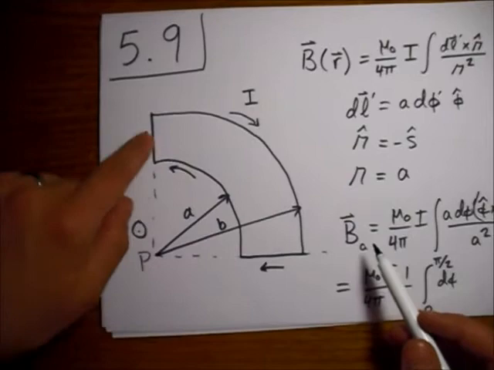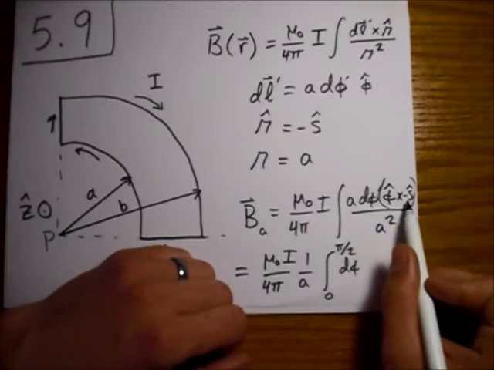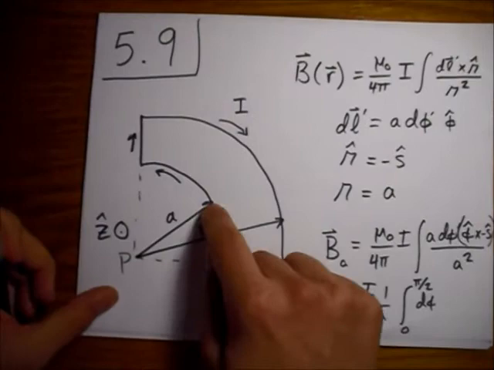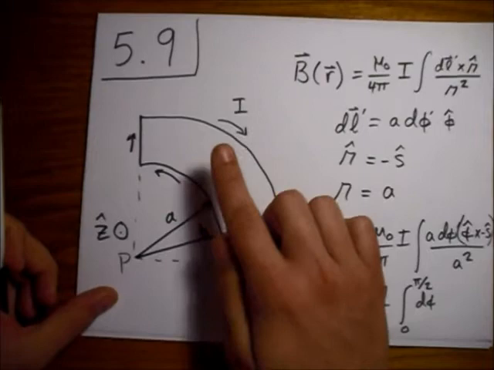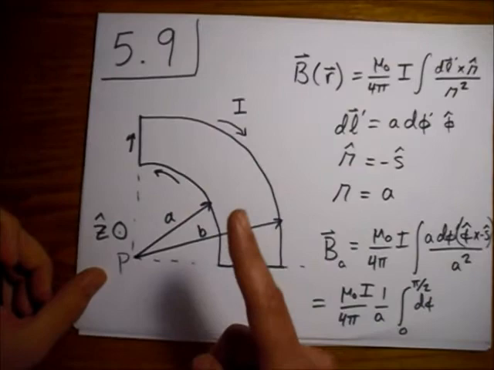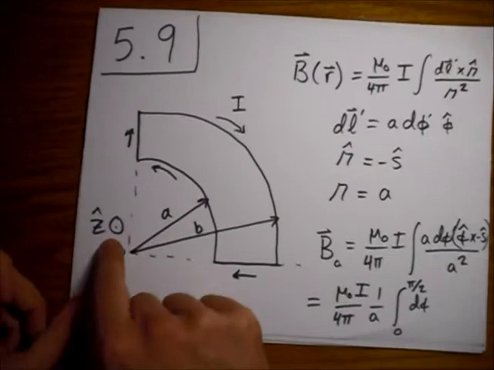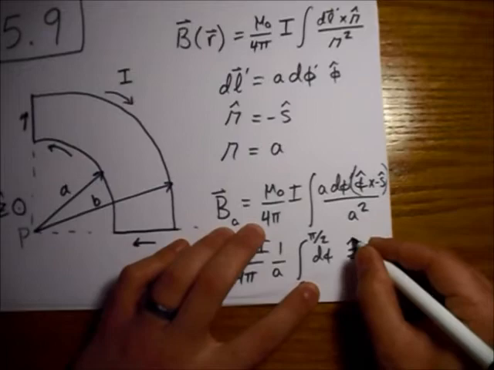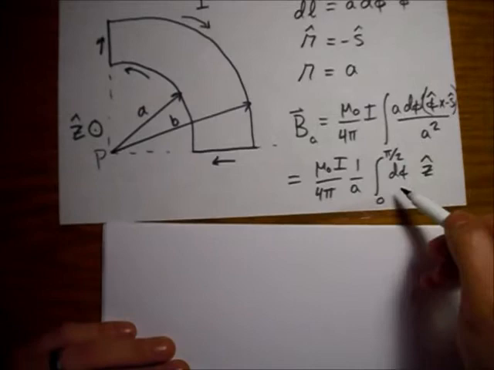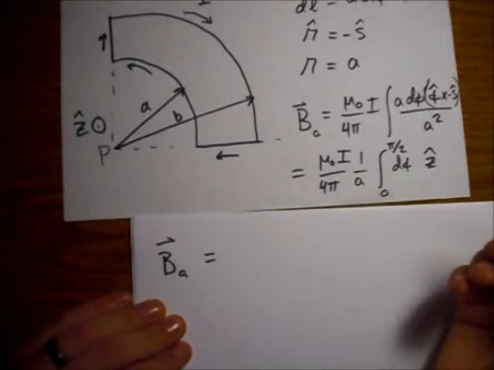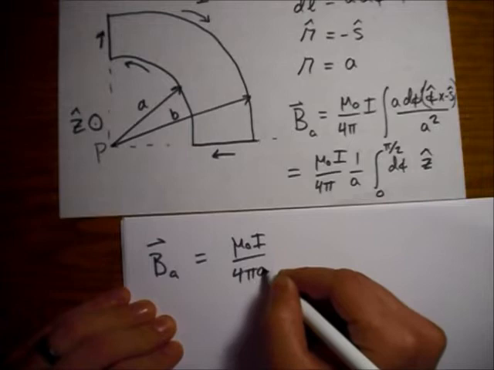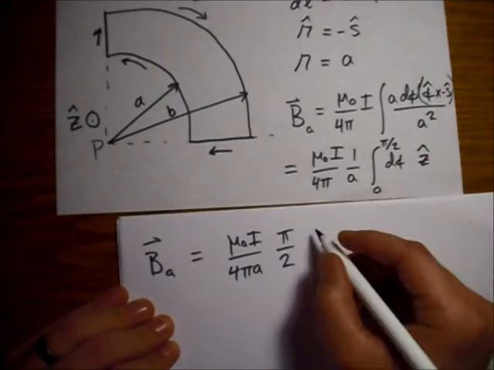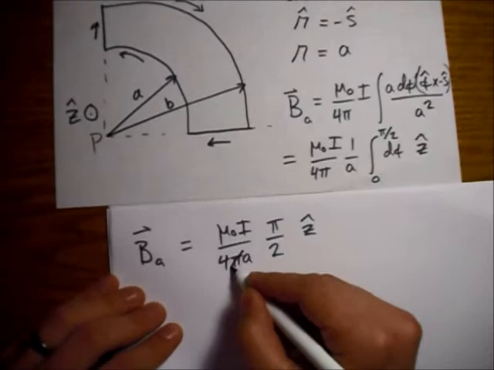Now we just have to figure out the direction. We have phi cross into minus s. Phi is going this way around the circle. If we pick a point for phi, say going this way, and minus s is going directly towards the origin, so this way, crossed into this way, by the right-hand rule that points upward. So that is in the z hat direction. This is a nice easy integral, just gives us π/2. So again, we're looking at B_a: μ0 I over 4π a, we have our π/2 from this integral, and then we have the z hat direction, again for just this a part. We can take this 2 and combine it with this 4 to make an 8.